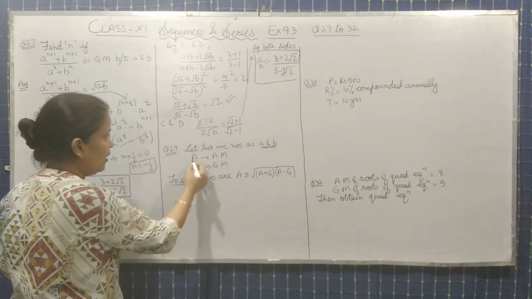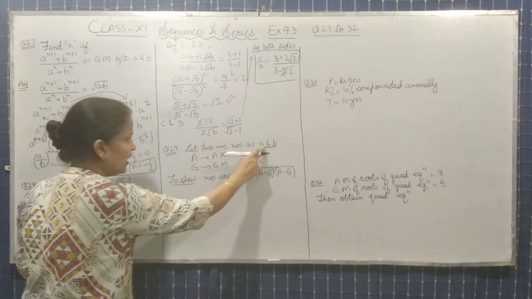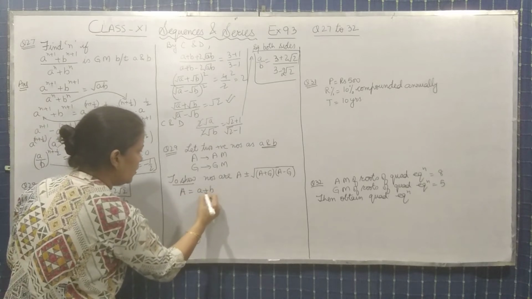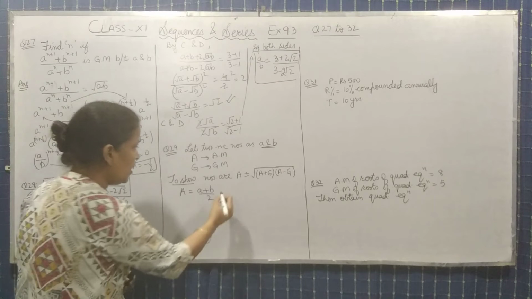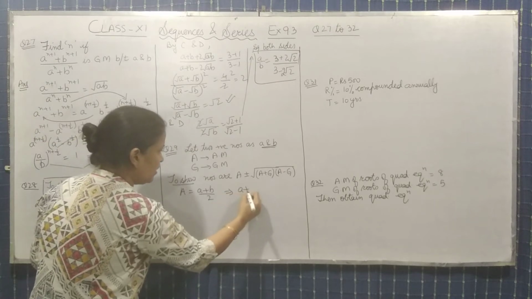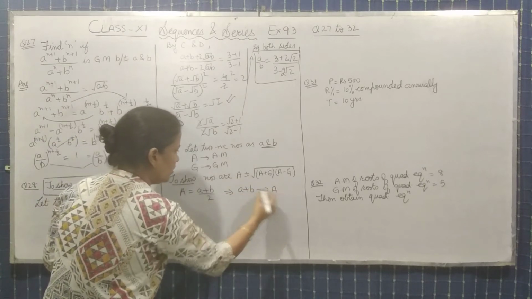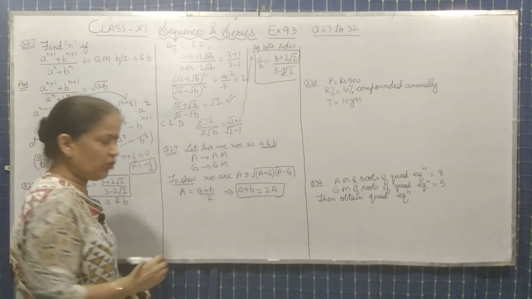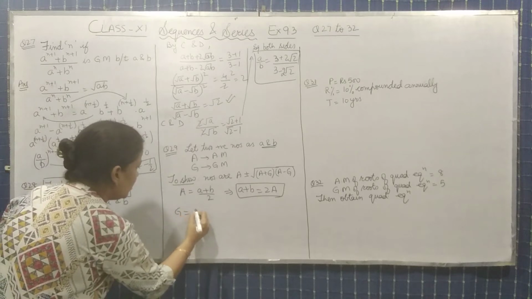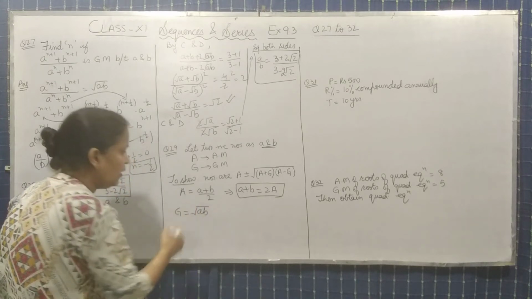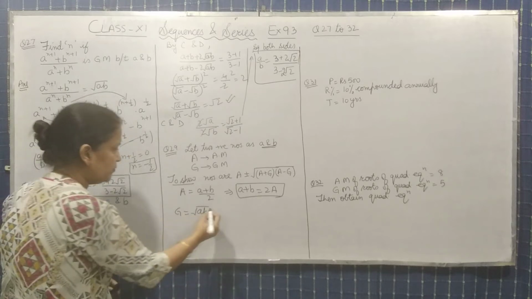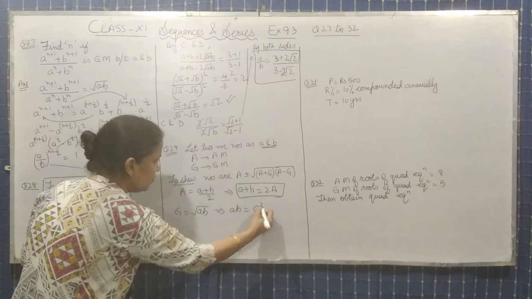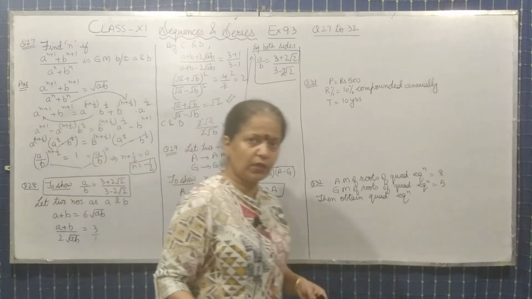Let's see. Since A is the arithmetic mean of these two positive numbers, so A equals A plus B upon 2. From here, A plus B equals 2A. ये आ जाएगा आपके पास. And since G is the geometric mean, so G is root AB. So from here, if you will take squaring both sides, so AB will become G square. This result you will get it.